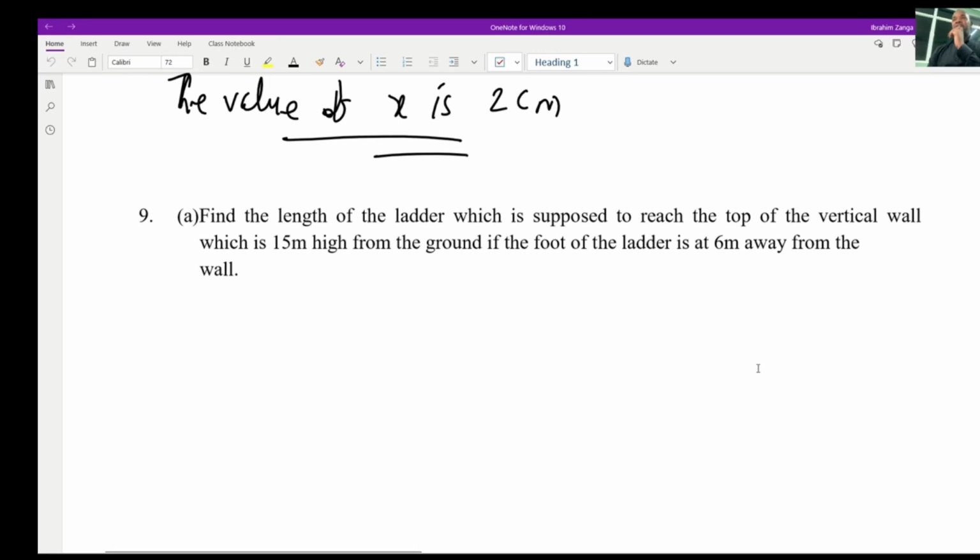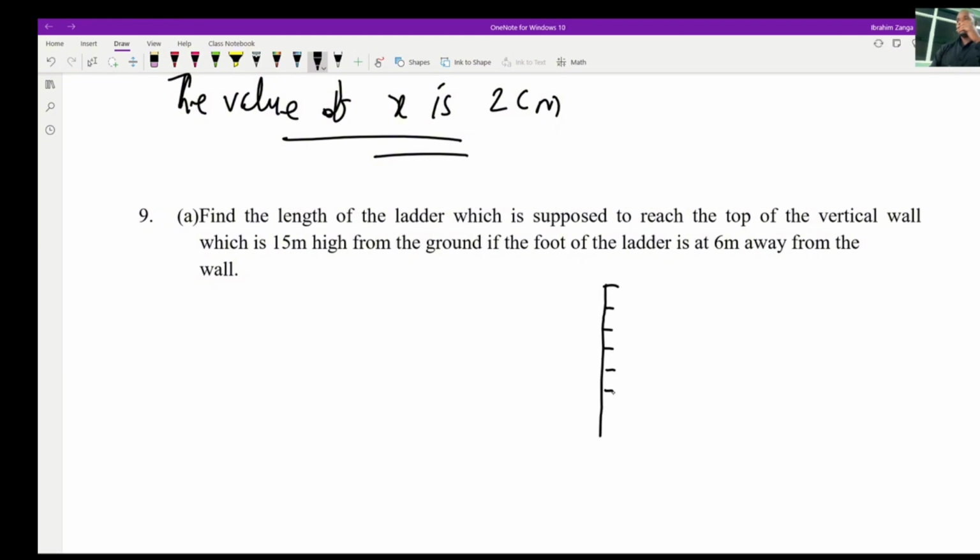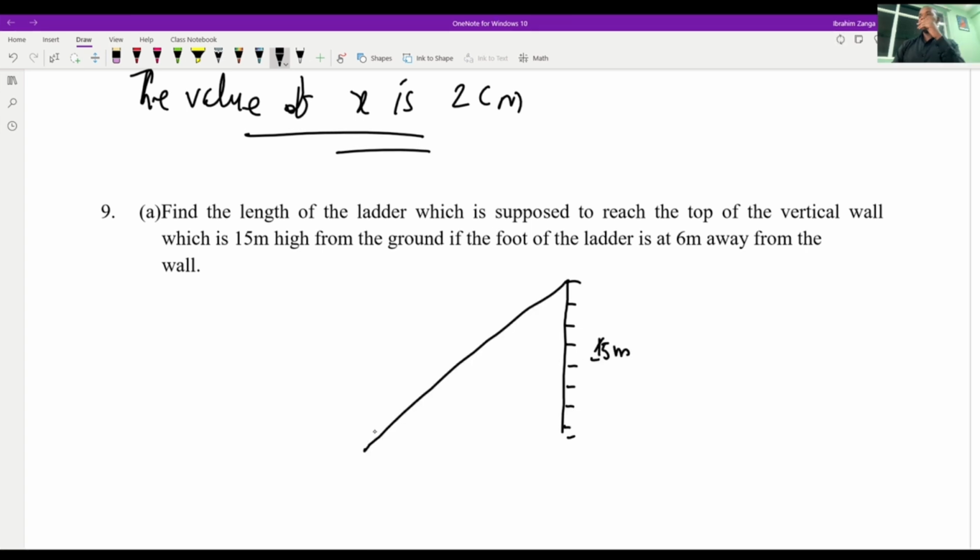Tunaanza na swali la 9: the ladder which is supposed to reach the top of the vertical wall, which is 15-meter high. So we have a vertical wall which is 15-meter high. So this is our ladder, and the ladder is having length L.